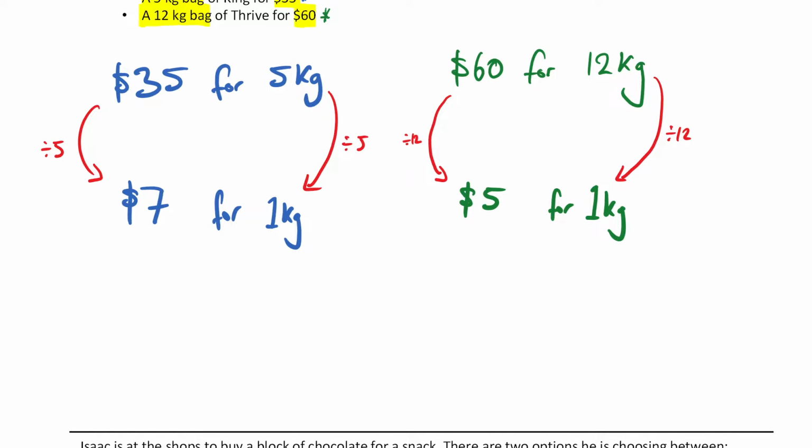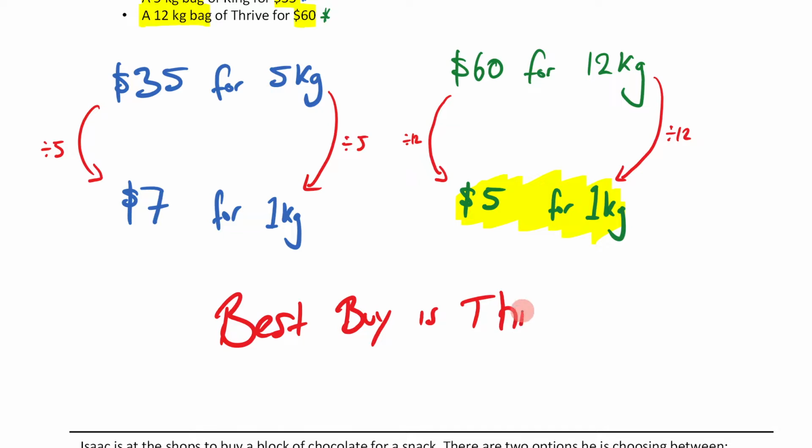Now you got to ask yourself, what's better value for money? $7 for a kilo or $5 for a kilo? Well, $5 for a kilo is a better value for money, isn't it? So that means the best buy is going to be Thrive. This is actually important. For questions like this in a test, you actually have to finish with a sentence, something like best buy is Thrive. If you don't finish with a sentence, you won't get the full marks. So make sure you finish with a sentence there.